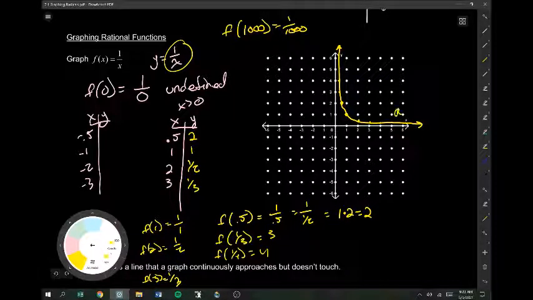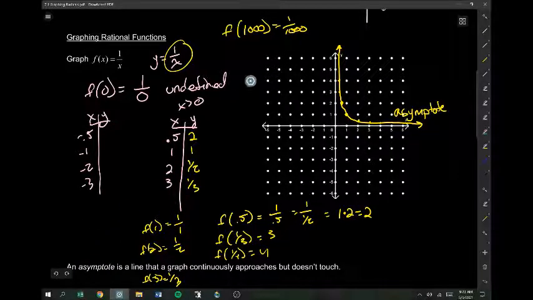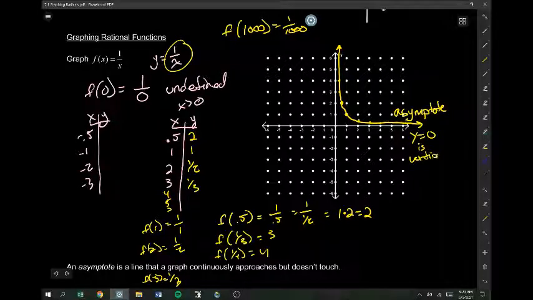This is called an asymptote, okay? An asymptote is a line that a graph continuously approaches but never actually touches. As x gets bigger, 4, 5, 6, 7, 8, 9, 10, this is going to keep getting closer and closer to the x-axis, but never actually reach 0. This has a vertical asymptote at the line y equals 0. Sorry, I said vertical, it's horizontal.